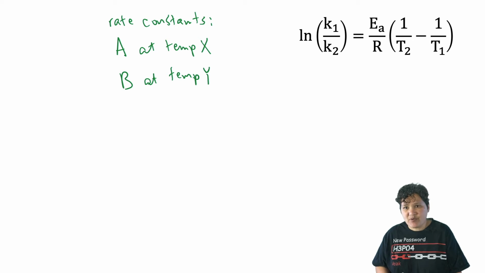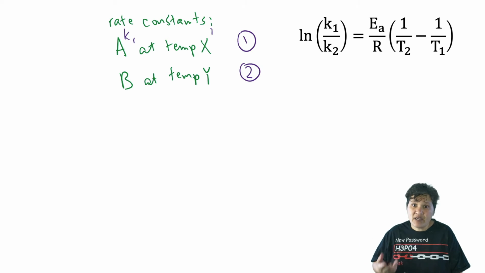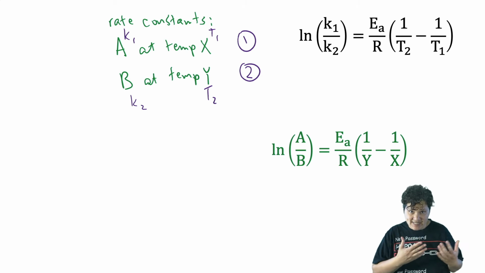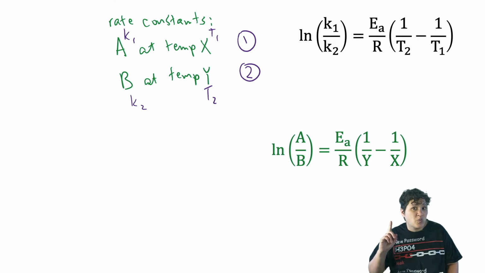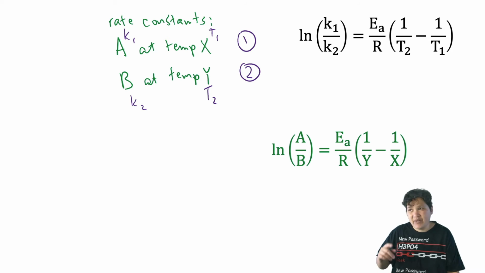Let's say we pick temperature X, rate constant A to be condition number 1. In other words, T1 is X, K1 is A, and then temperature Y, rate constant B is going to be condition 2. When we plug this information into the formula, we get this. Now, of course, we don't have real numbers, so we can't actually do any calculations, but that's okay.